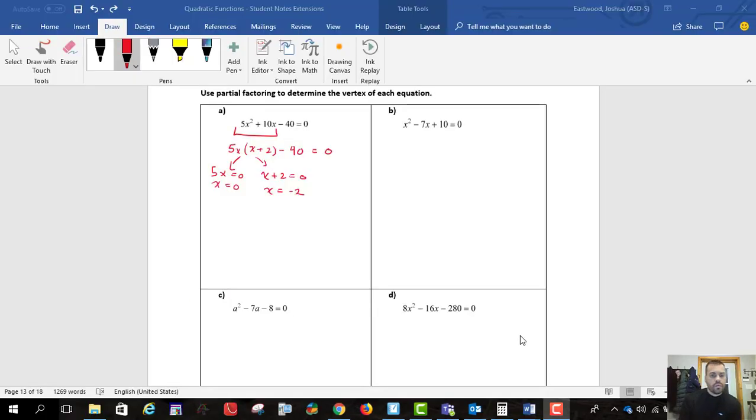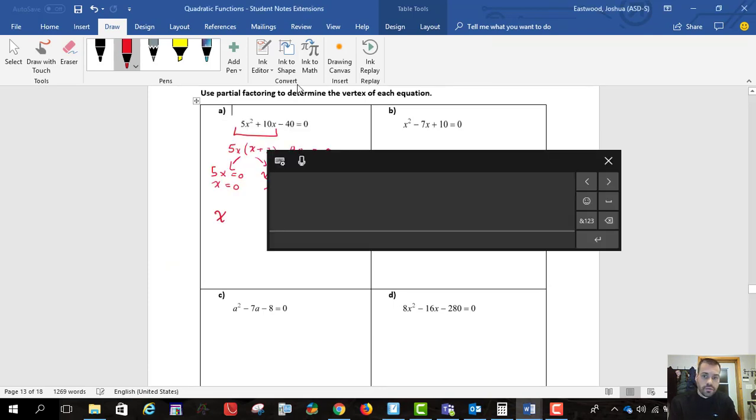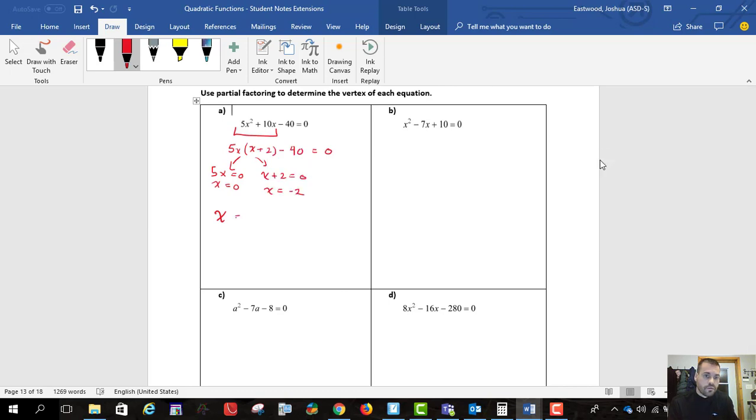Okay, now, the y values of those two numbers are the same. So we get our axis of symmetry by going x is equal to 0 plus minus 2 divided by 2, and that gives me minus 1. So my vertex is at x equals minus 1. And then my y value, I'm going to get by plugging this in, assuming this isn't equal to 0, but that is equal to y. Okay?